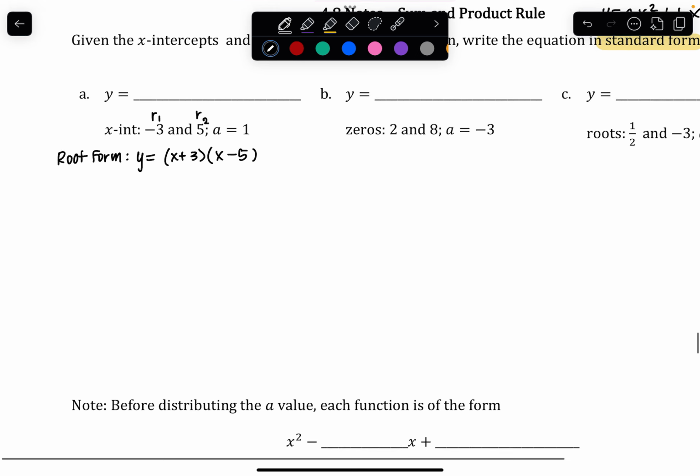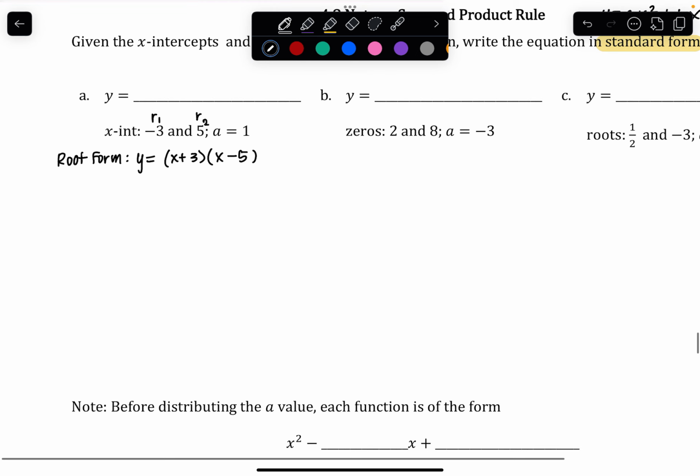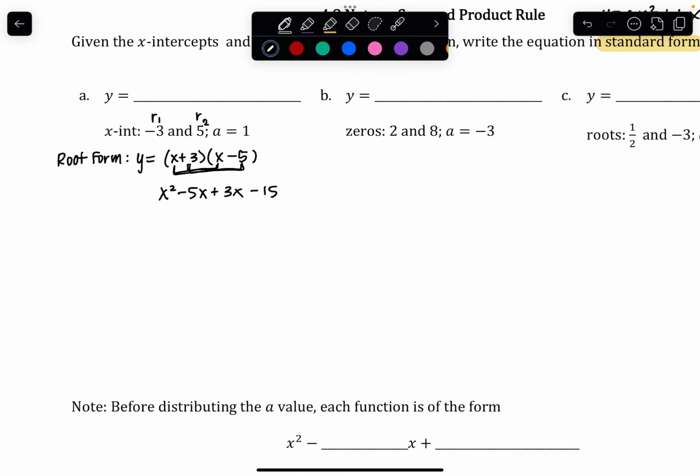In order to get to standard form, we just have to FOIL this out. So we would get x squared minus 5x plus 3x minus 15. Combining our like terms, we would get minus 2x minus 15. So our standard form is y equals x squared minus 2x minus 15.